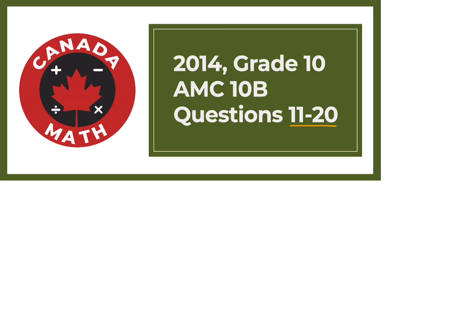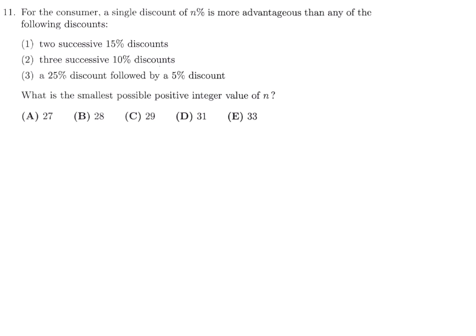Questions 11 through 20 on the 2014 Grade 10 AMC 10B. For the consumer, a single discount of N% is more advantageous than any of the following discounts: 2 successive 15% discounts, 3 successive 10% discounts, a 25% discount followed by a 5% discount. What is the smallest possible positive integer value of N?